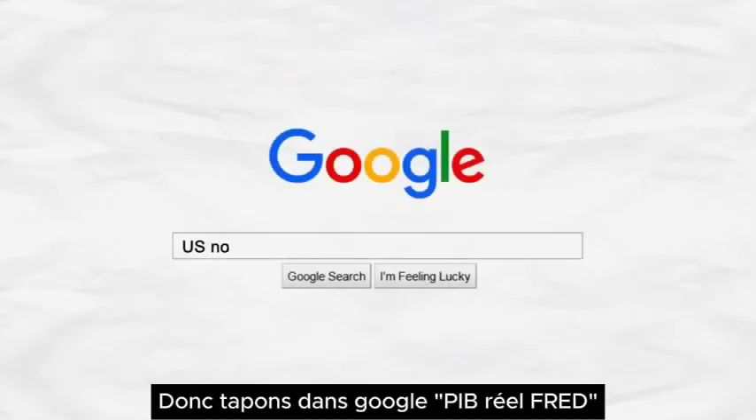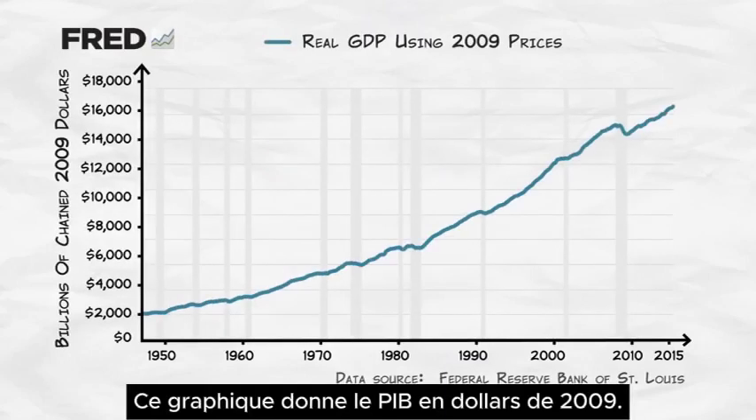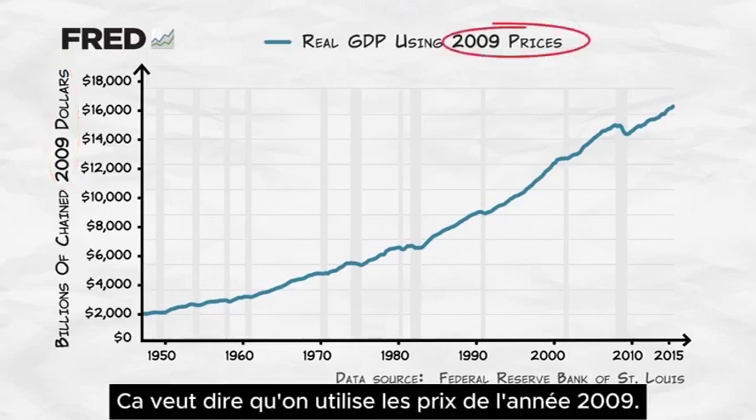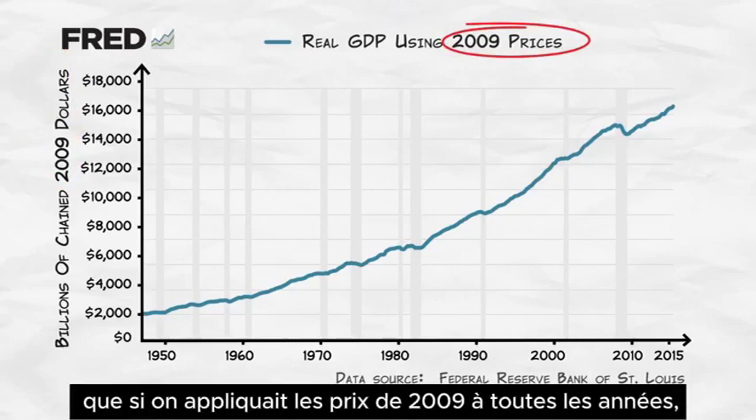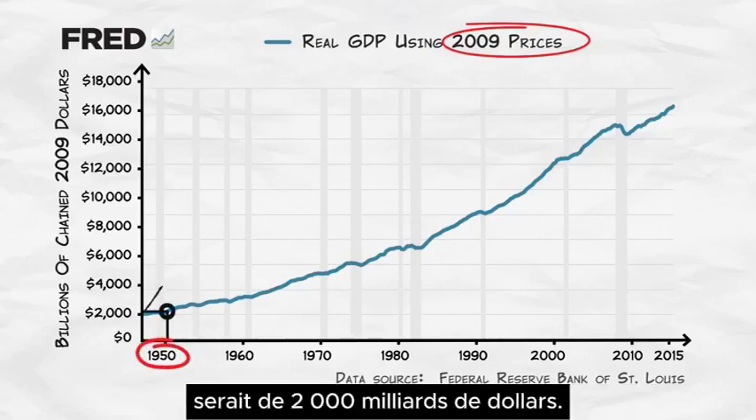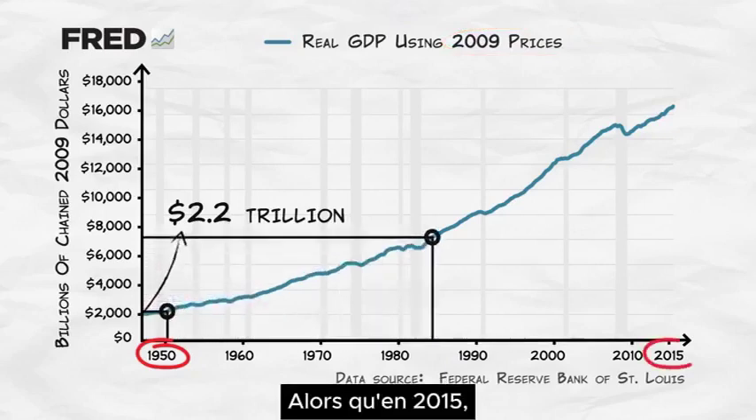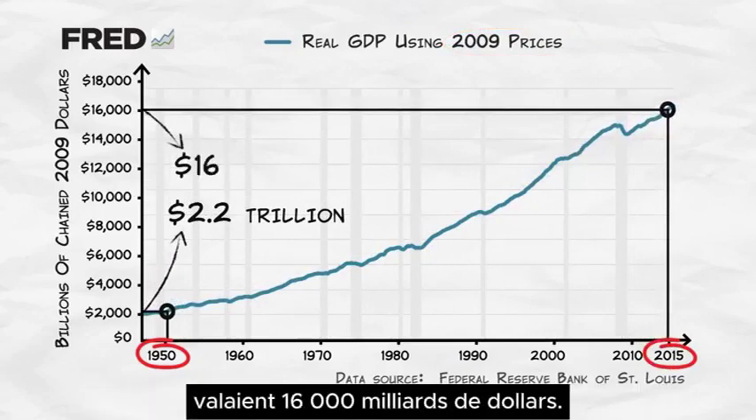So let's Google real U.S. GDP FRED. Here's what we get. This graph measures real GDP in 2009 dollars. That means using 2009 prices. This graph tells us that using 2009 prices consistently, in 1950, all the goods and services produced at that time were worth about $2 trillion. In comparison, in 2015, all the goods and services produced at that time were worth about $16 trillion.